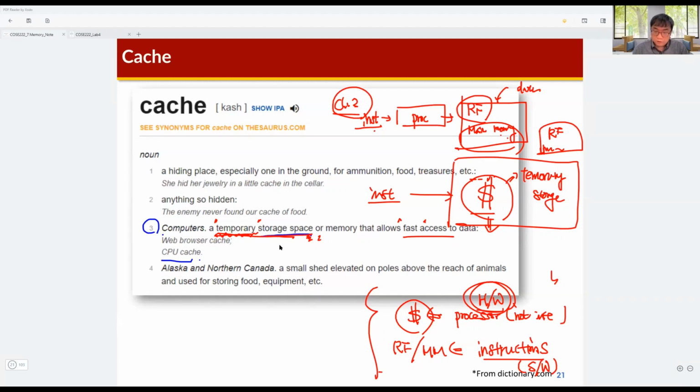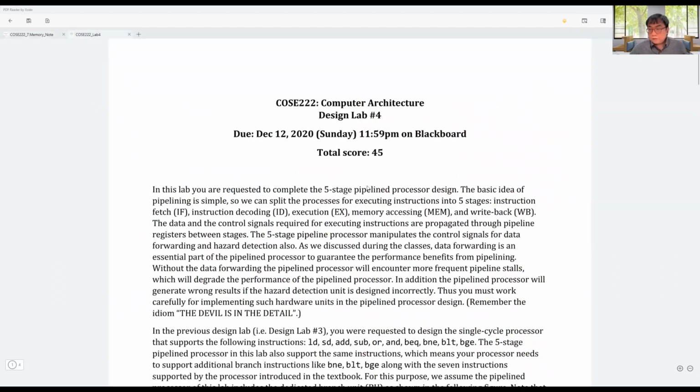Before starting today's class, I will explain the final design lab, lab number 4. I will post lab number 4 on Blackboard today after this class.